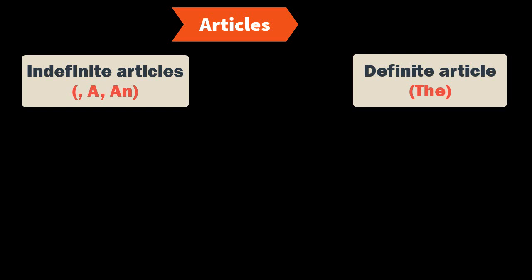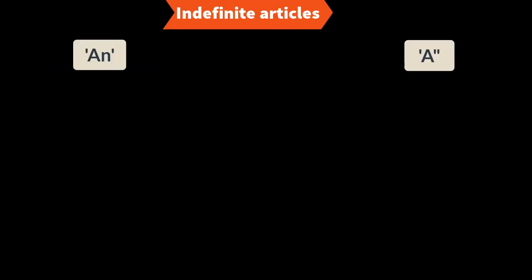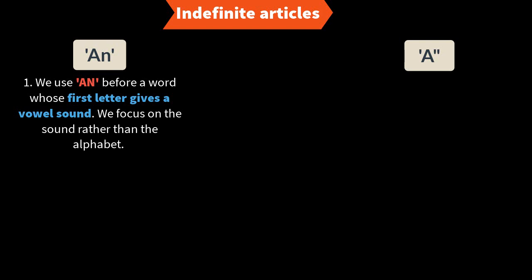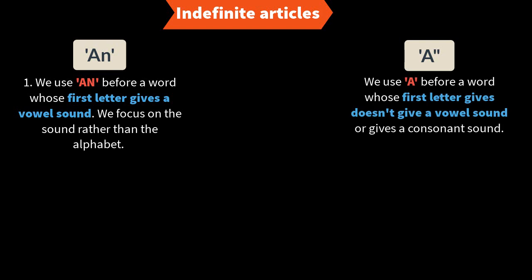So we'll start with the indefinite articles first. Now we'll understand the usages of indefinite articles, both A and AN simultaneously. All right. Now the very first usage of an indefinite article, we'll start with AN first, alright? It is used before a word whose first letter gives a vowel sound. I'll repeat myself one more time. It is used before a word whose first letter gives a vowel sound. The very first letter of the word has to give the vowel sound. If that gives a vowel sound, you will use AN before it. If not, you will use A before it.